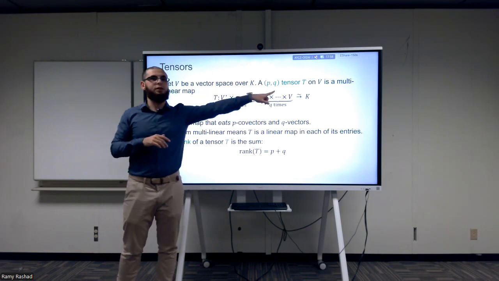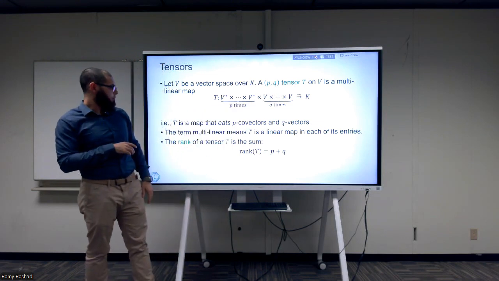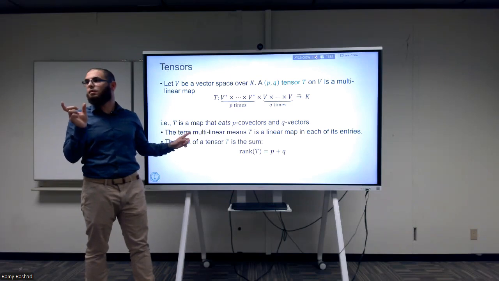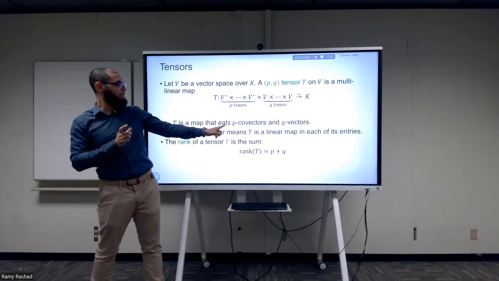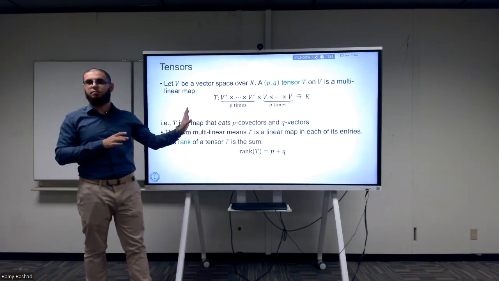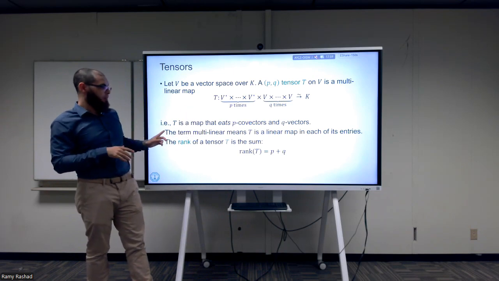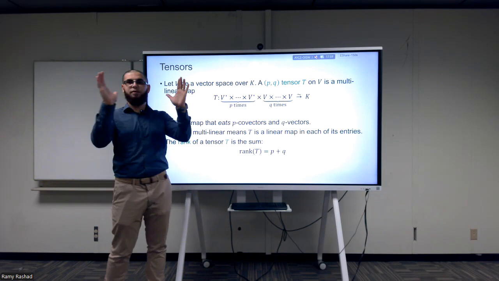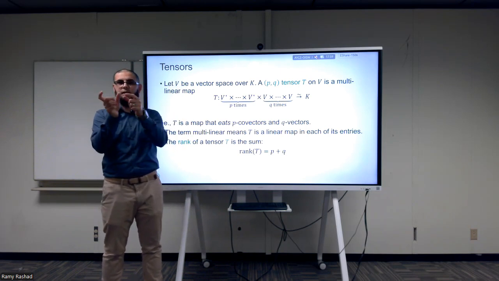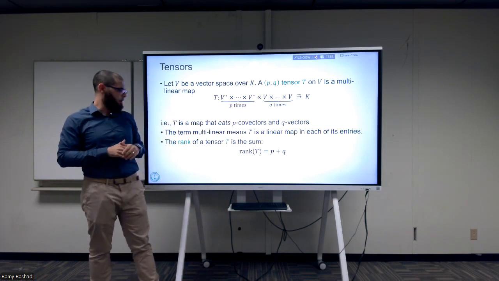And it would send you where? To K. So T by itself is a map. This is what's called a tensor. It's a map that would eat P covectors and Q vectors. Make sense? Is it related to what you learned? Of course not. The term multilinear here means that in each of these entries I have the linearity condition that we introduced. If I have two elements added and multiplied by some scalar, they satisfy the same condition we're talking about. This is what multilinear means.